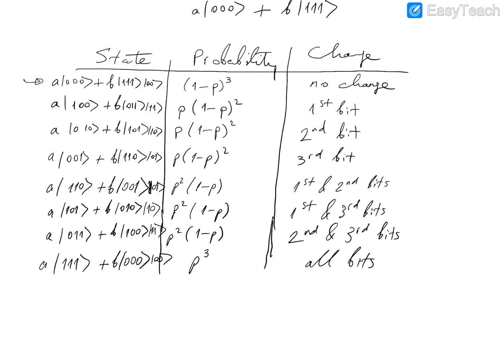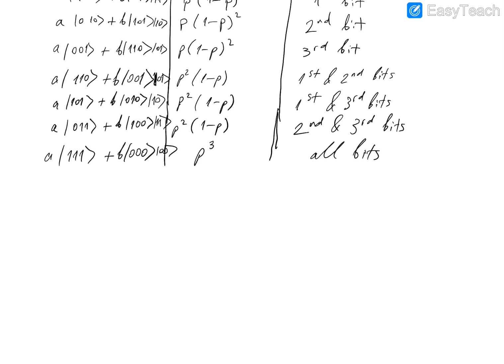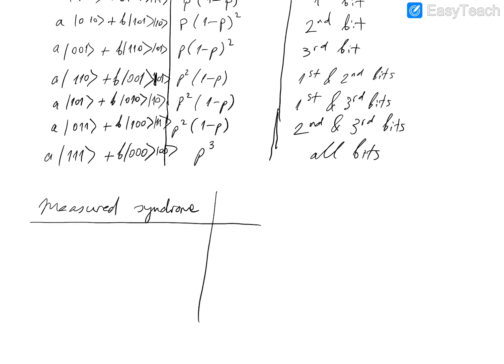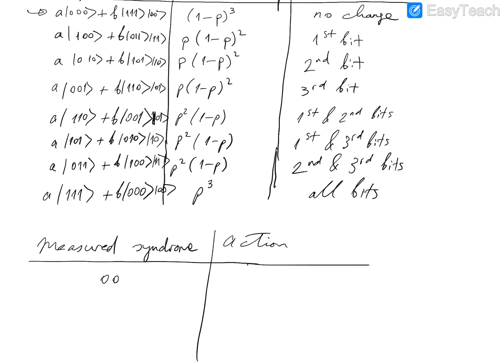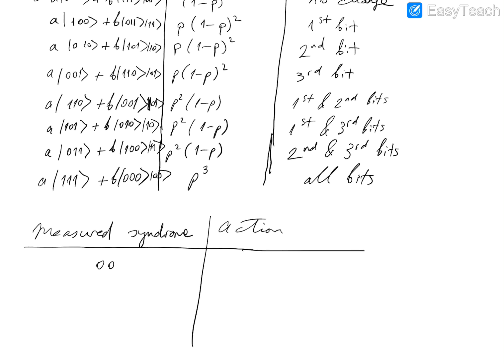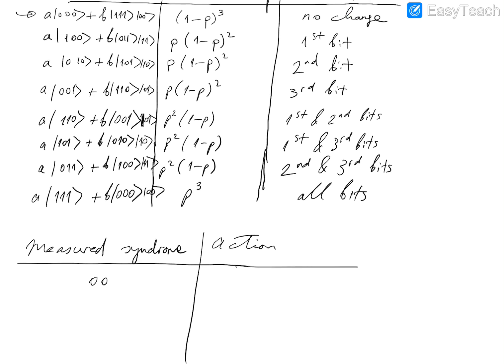Now, if Bob measured the syndrome, on one side we have the syndrome and on the other the action that Bob takes. If Bob measures 0, 0, then Bob does nothing. I'm going to explain why.